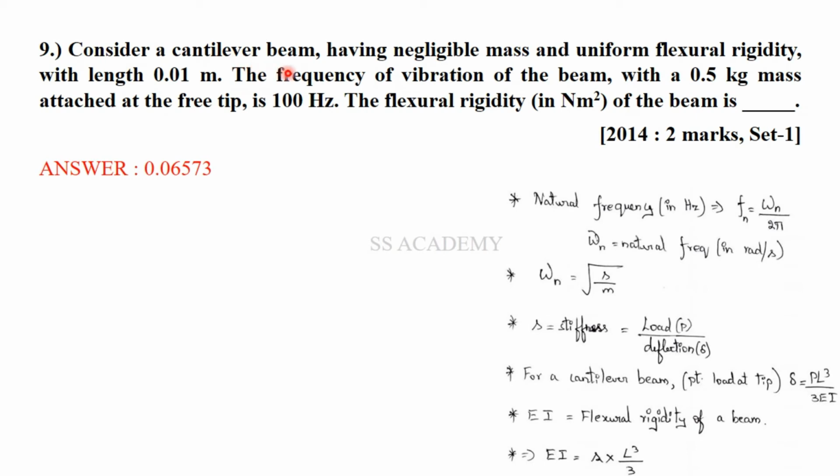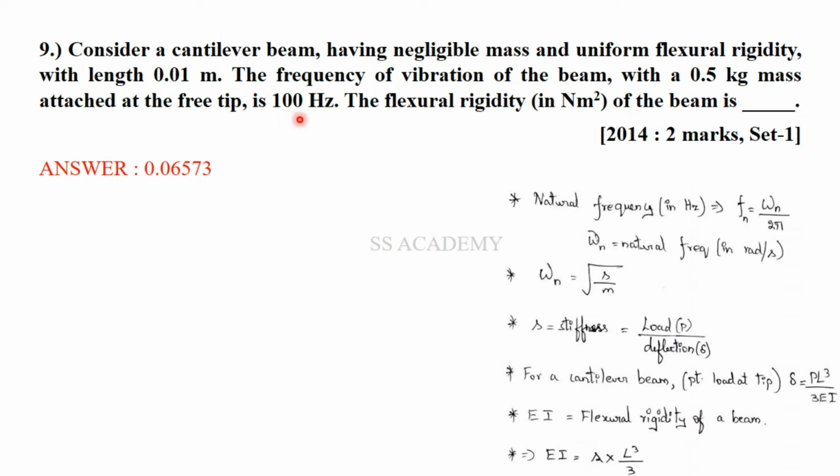Consider a cantilever beam having negligible mass, that is the mass is neglected, and a uniform flexural rigidity, that is a constant E into I, with length 0.01 meter. The frequency of vibration of the beam with a 0.5 kilogram mass attached at the free tip is 100 hertz. 0.5 kilogram means the force comes out to be 0.5 into 9.81 Newton.